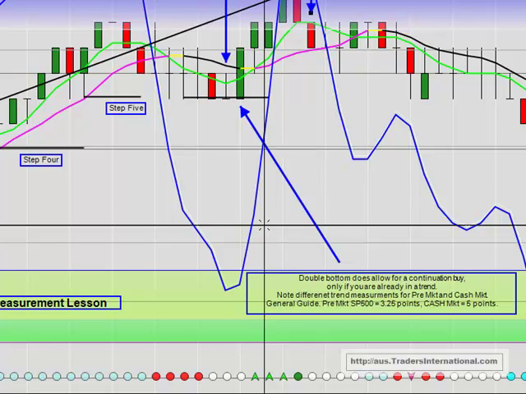And again, what my intent was to show you the mechanics or the method by which you measure that stair step.